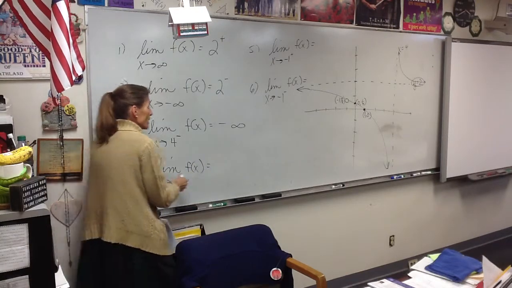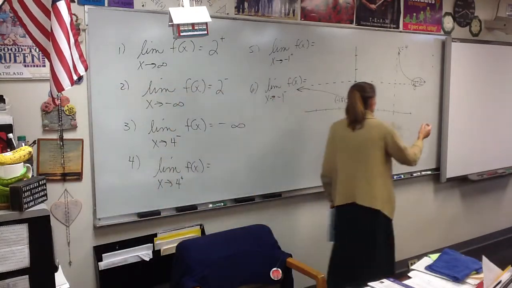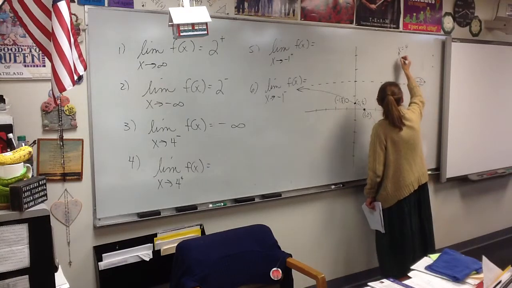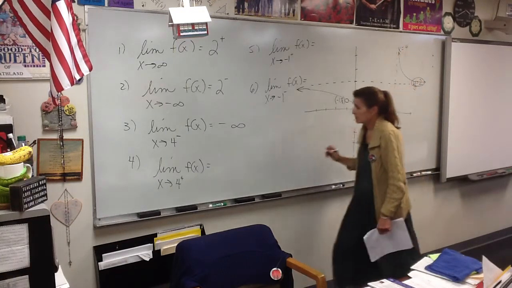What about from the other side? What's happening to the curve as you get closer to 4 from the positive side? Going to infinity. It's going to positive infinity.